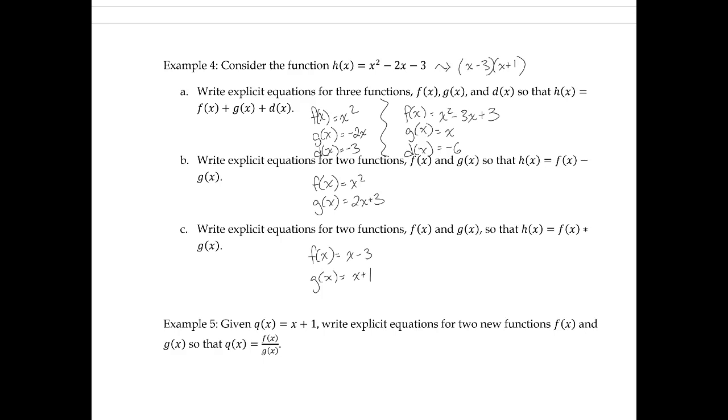All of a sudden, I'm just starting to create more work for myself. So if I don't have to, I'm not going to, but this technically would be a correct answer as well. So there's no one right answer. There just is some that are a little bit simpler than others.